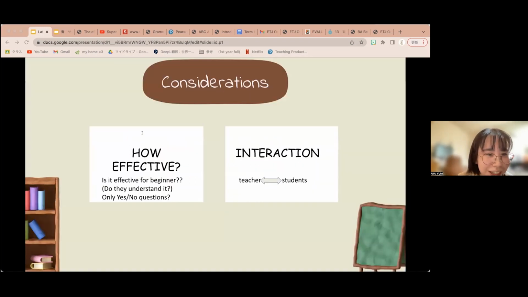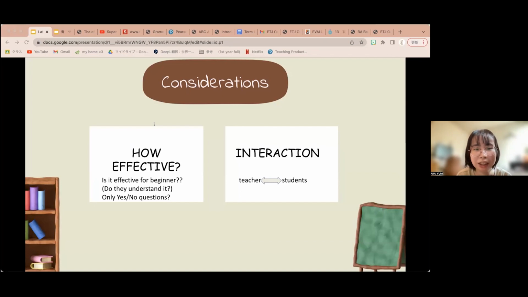Okay, so finally, considerations. Although these puzzles worked well in my context, there are some considerations. First, how effective? For example, can beginner students understand it? The sentences are very complicated and weird, so I'm not sure if every student can understand the concept right away. The activity requires a lot of preparation for teachers and seems to be a very difficult task for students as well. Sometimes they cannot reach the answer, sadly.